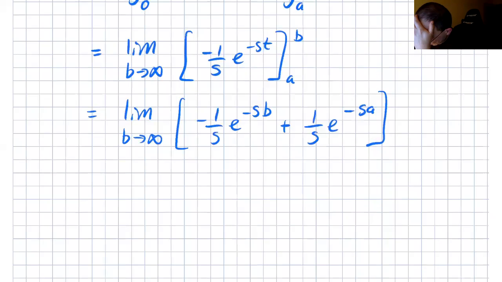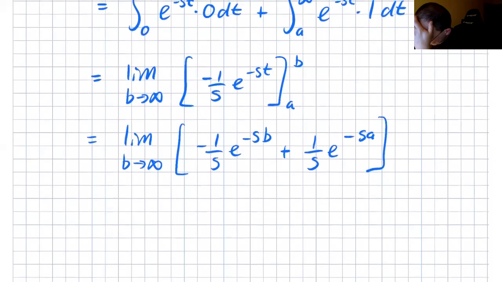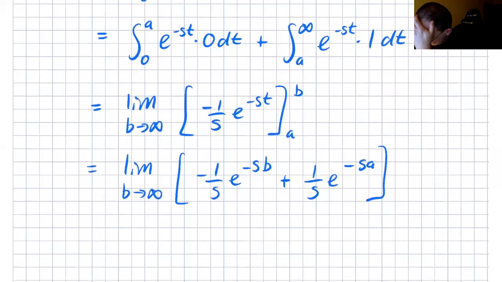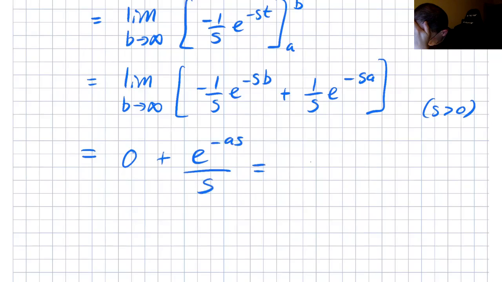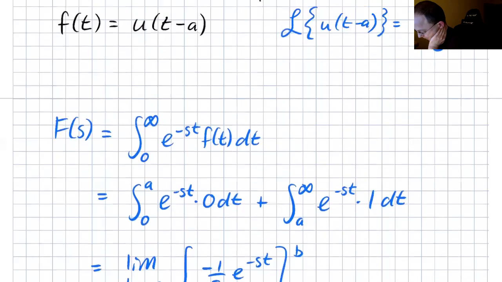Okay, so for s positive, then this first term is going to go to 0 as b goes to infinity. So for s positive, we get that this first limit is 0, and then we're just left with the second thing, which is e to the negative as over s. And so we get e to the negative as over s, which should match what we have up here. Yeah, okay.